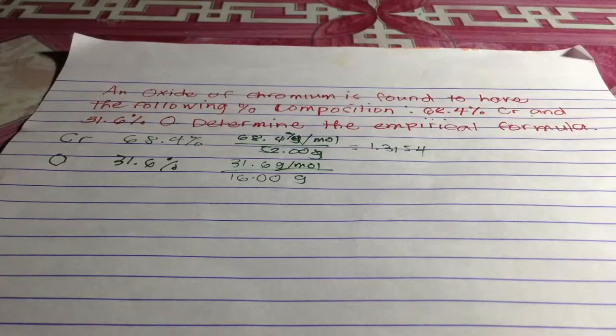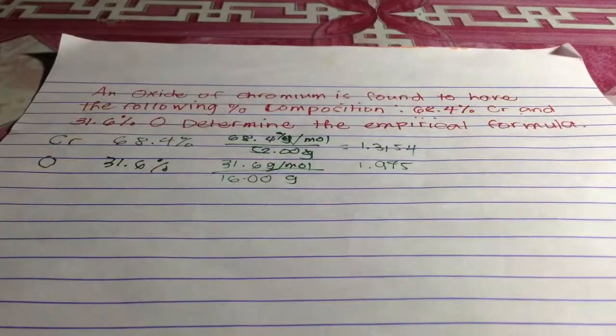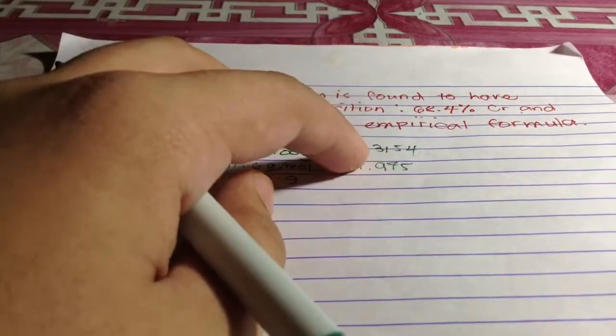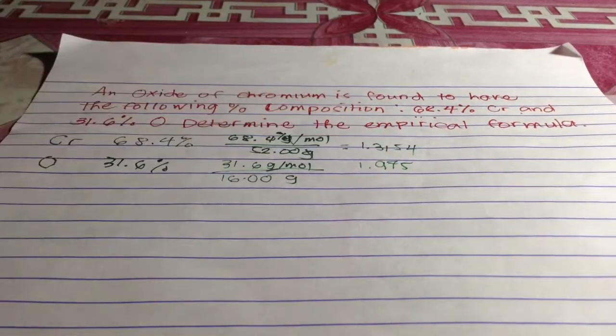So 31.6 divided by 16, and the answer is 1.975. And now the next step is you are going to divide by the smallest number. In this case it is 1.3154. So yeah, divide it by that number.